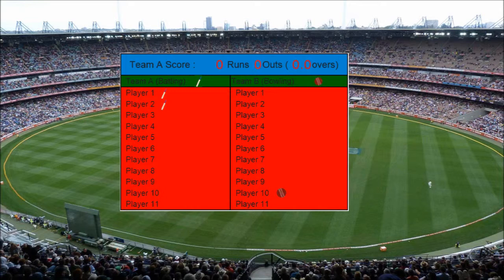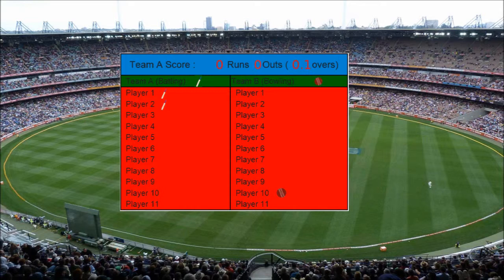Each over consists of 6 balls. So in total, they can bat for 120 balls. They must try to score as many runs as possible in the allotted 120 balls. Two batsmen are out in the middle at any given time. Those two batsmen are marked with the bat image across them, and the current bowler is marked with a ball across him. You can see the scorecard now that the Team A score is 0 runs for the loss of 0 wickets at the end of 0.0 overs.